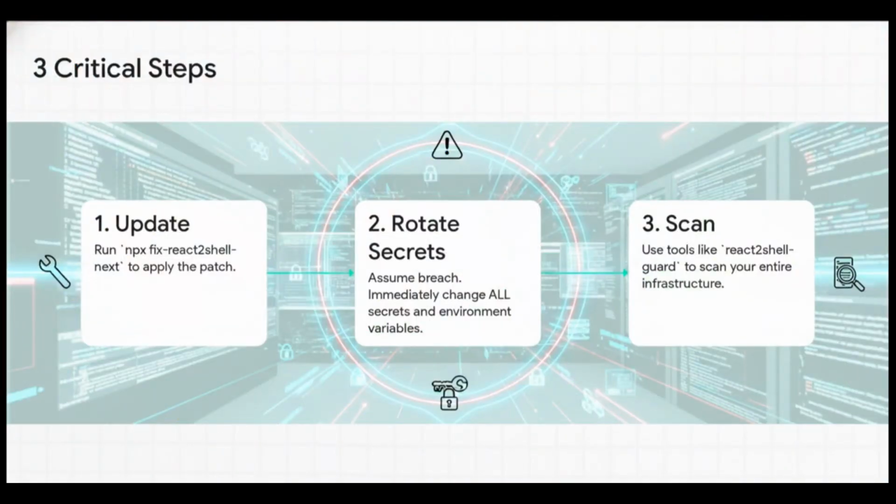So here are your 3 critical to-dos. Number 1, in your project's terminal, run the command npx fix-react2shell-next. It'll help automate the updates. Number 2, you have to assume you've already been breached. That means you need to rotate all of your secrets, API keys, database passwords, environment variables, all of it. And number 3, scan everything. Use free tools like react2shell-guard to check your code, your live sites, and even your build pipelines for any signs of trouble.